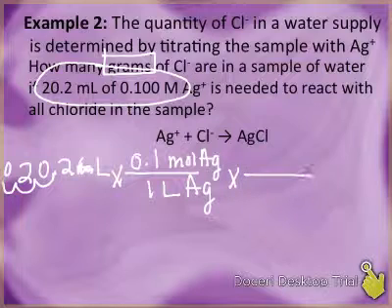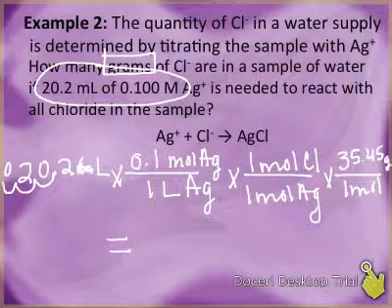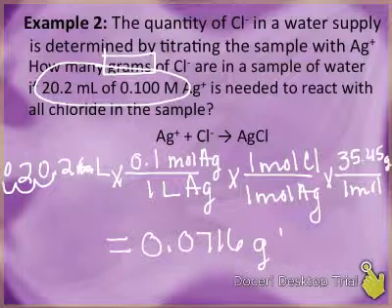So, oh, looky there. Our equation is nice and pretty and balanced for us. Don't we like that? So we have 1 mole of silver, 1 mole of chlorine. But we don't want moles of chlorine. We want grams of chlorine. So look at the periodic table. There are 35.45 grams in 1 mole. So if you do 0.02 times 0.1 times 1 times 35.45, you should get 0.0716 grams of chlorine.